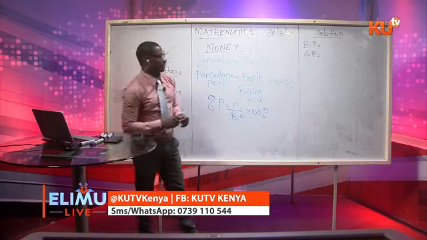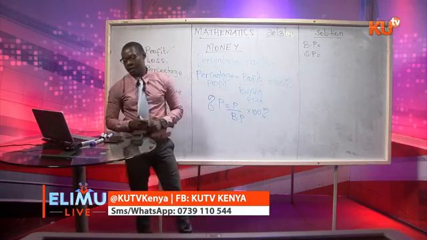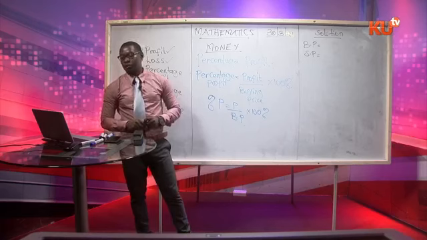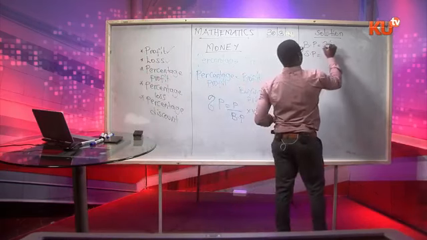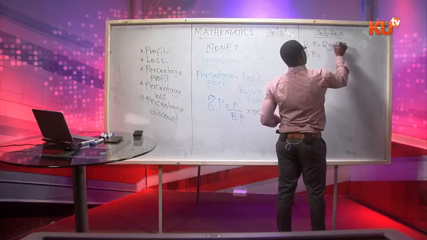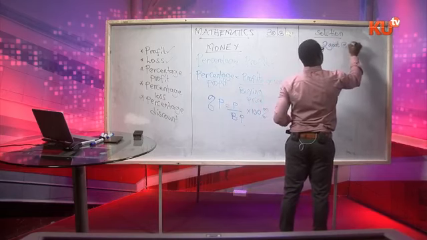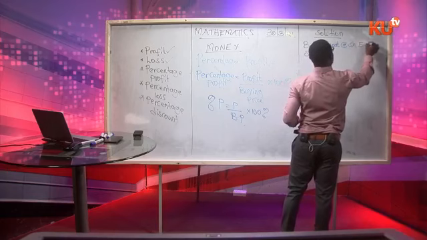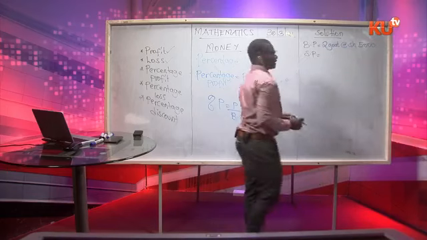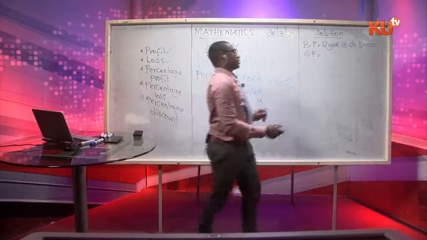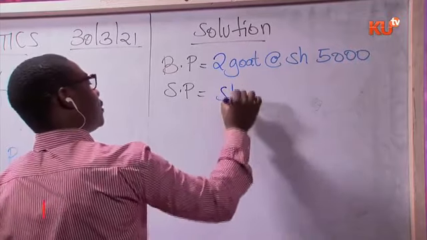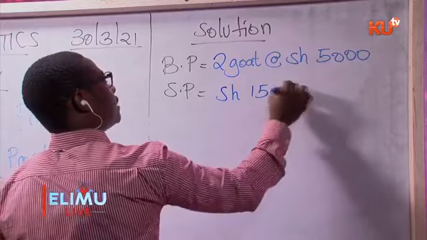The other important thing is finding the selling price, and then we work out the profit. So Kiki bought 2 goats at 5,000. So we have the buying price is 2 goats at 5,000 shillings. Then the selling price: he sold the goats for 15,000 shillings.